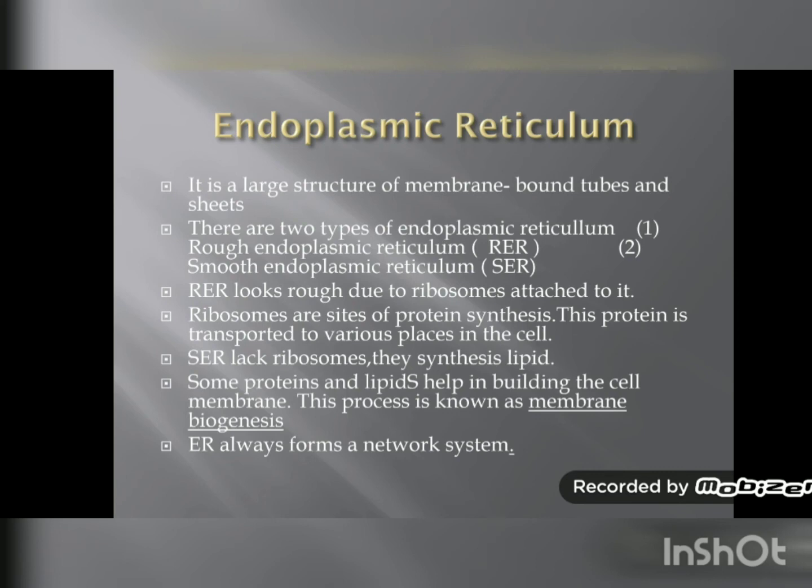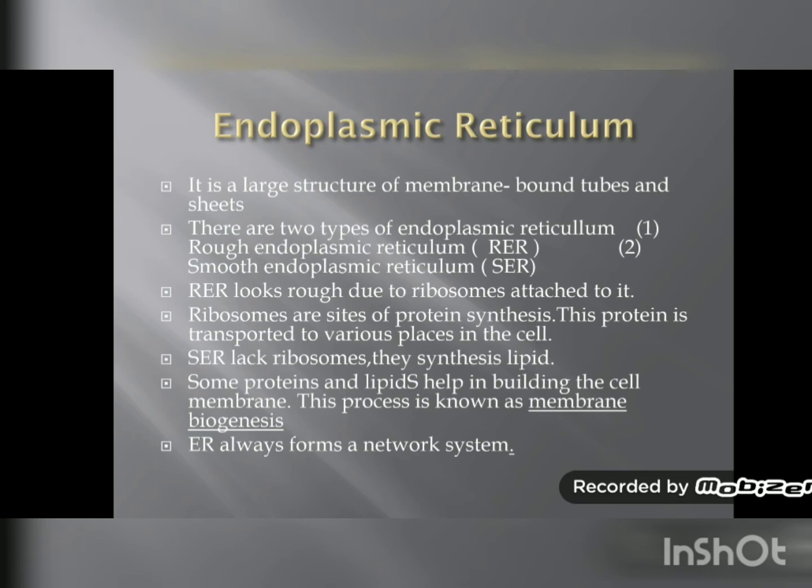First one is endoplasmic reticulum. Endoplasmic reticulum is found in the form of tubes and sheets. It is a large network of membrane bound tubes and sheets which together form the endoplasmic reticulum. It is covered by a membrane which is similar to the plasma membrane. There are two types of endoplasmic reticulum: rough endoplasmic reticulum and smooth endoplasmic reticulum.